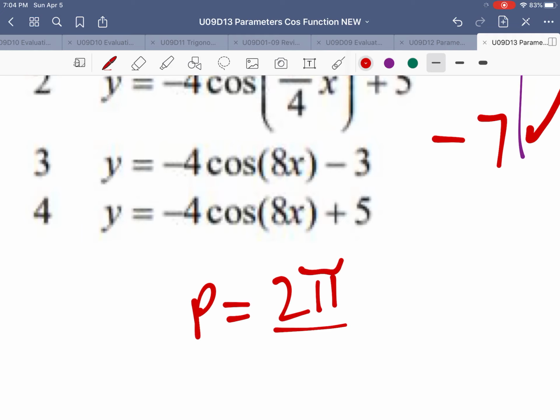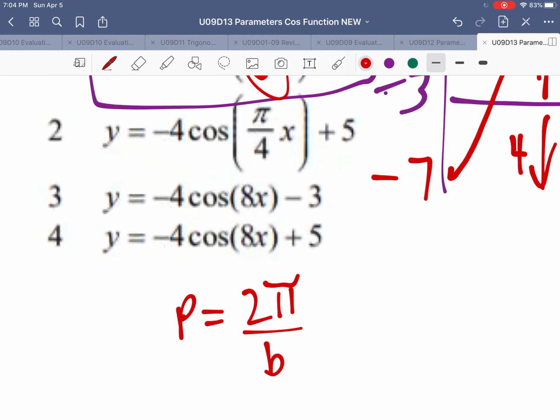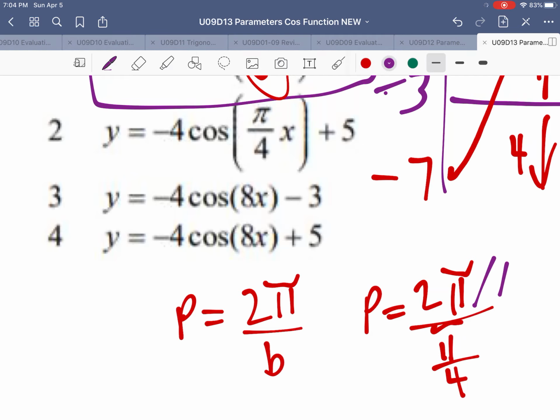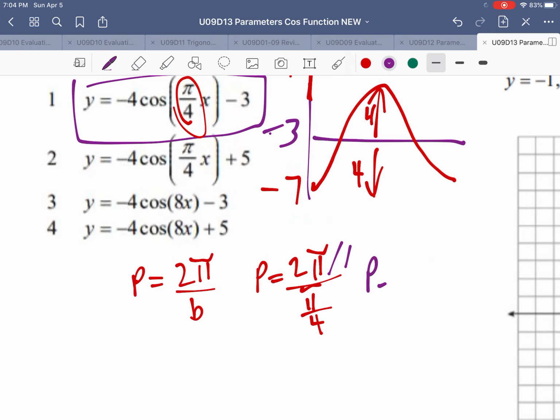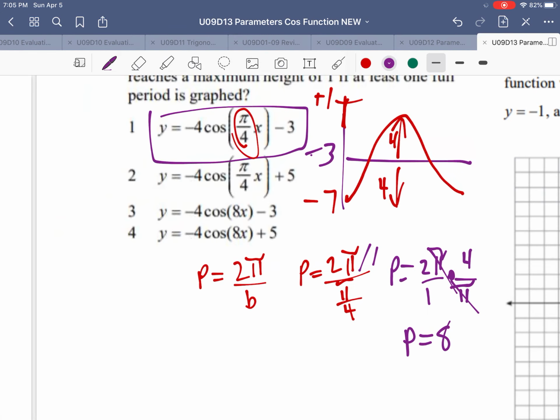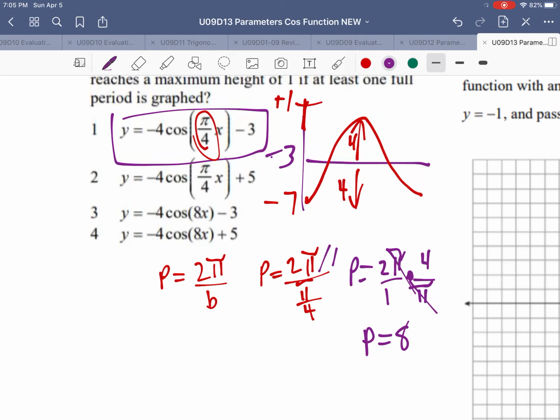So the period is equal to 2 pi divided by the frequency. So in this case, the frequency is pi over 4. So P equals 2 pi over pi over 4. I'm going to make this over 1 so I can do keep, change, flip. So period is equal to 2 pi over 1 times 4 over pi. Pi's cancel out, and I get 2 times 4, or the period is 8. So the answer is either choice 1 or choice 2, because those have the period we want.